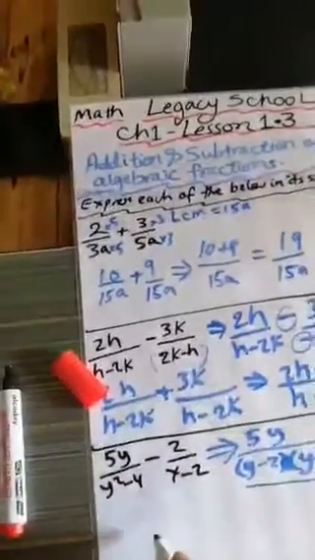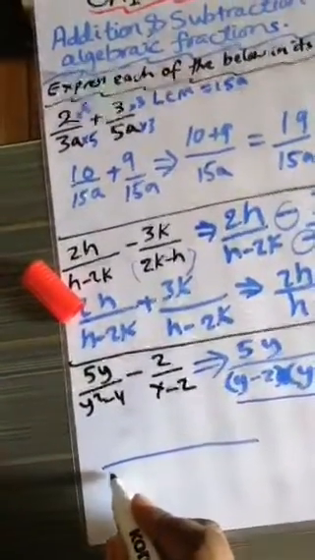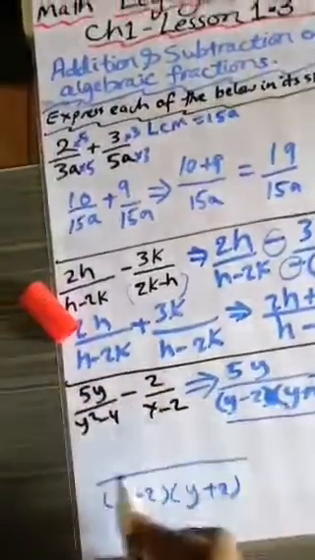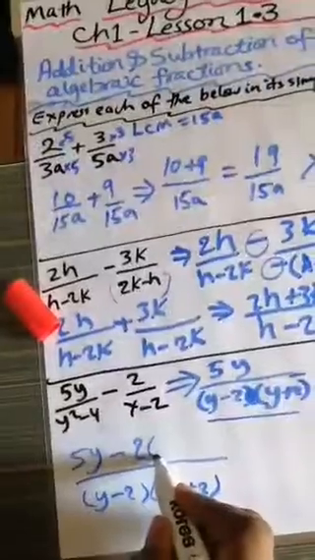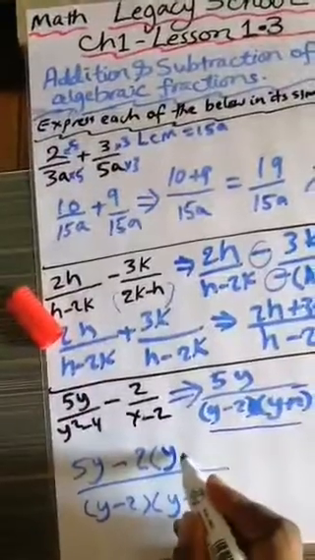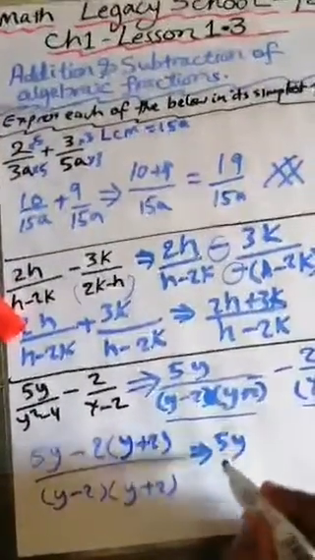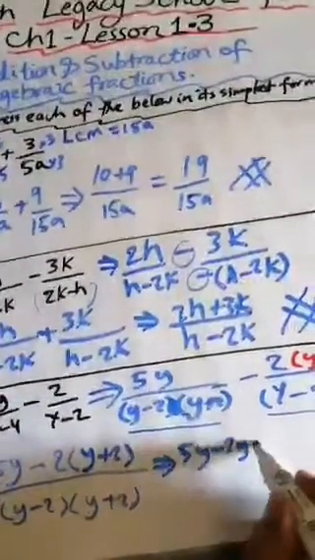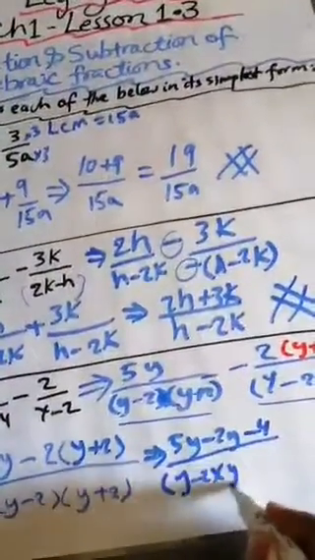Therefore, I can combine both into one fraction with y minus 2 multiplied by y plus 2 as a common denominator, and in the numerator side, I will have 5y minus 2 multiplied by y plus 2. So let us expand. 5y minus 2 multiplied by y is minus 2y, and minus 2 multiplied by plus 2 is minus 4. This is divided by y minus 2, y plus 2.